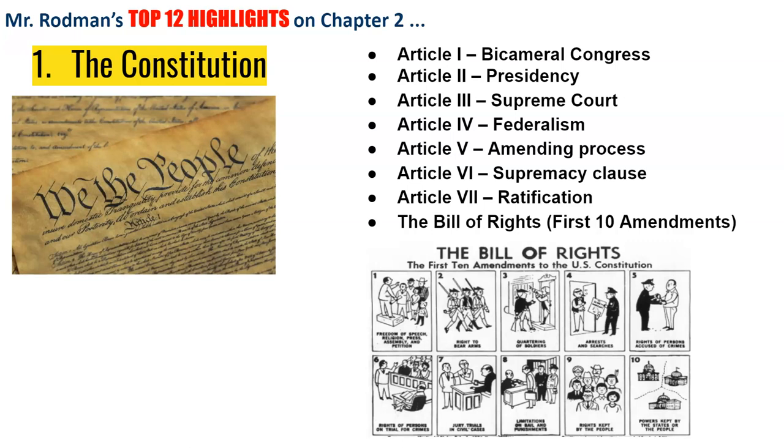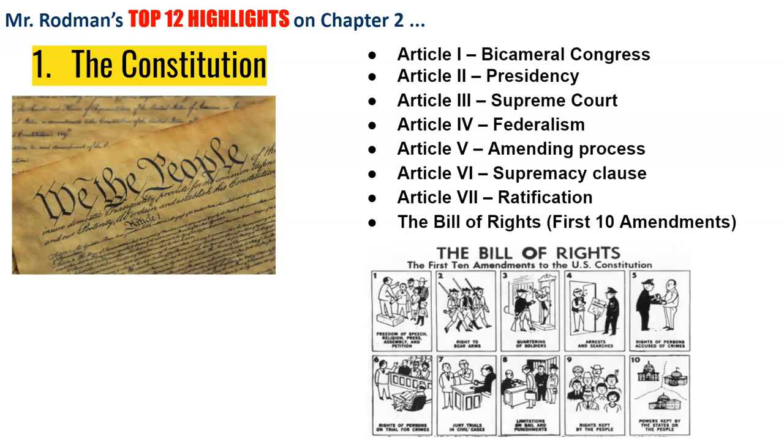And then we get to Article 7, this idea of ratification. Only 9 of the 13 states need to be on board in approving this in order to ratify. We don't need unanimity like we did under the Articles of Confederation. Not all 13 states need to agree on this. So if we can get 9 of 13, we have ratification.